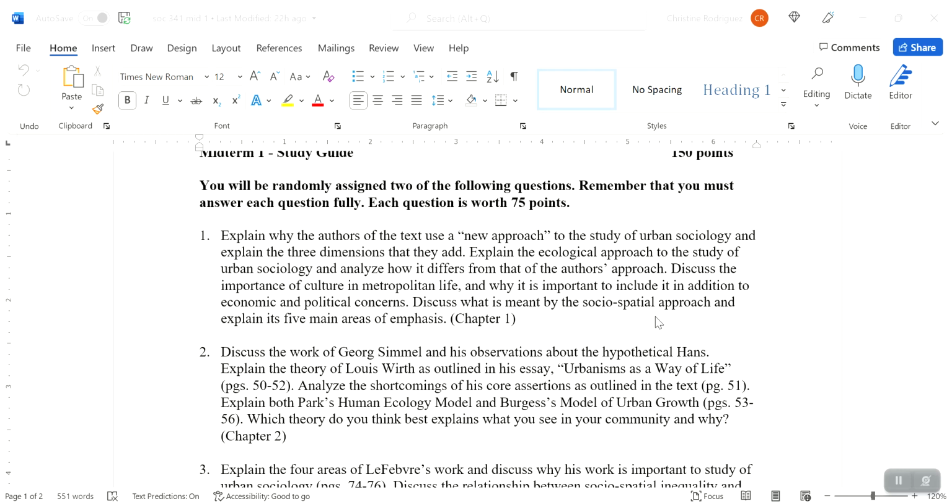And of course, as you write your answer to this, whether you're doing it at the time that you get assigned the questions, or you're doing an outline, or you're writing up the answers in full, you always want to make certain that if you make a statement, you're supporting that statement. So, for example, don't just tell me that the authors of the text use this new approach, and these are the 3 dimensions they added. Okay, well, that's a partial answer in my view, because you didn't explain what the new approach is and why they feel that it's important to the study of urban sociology.